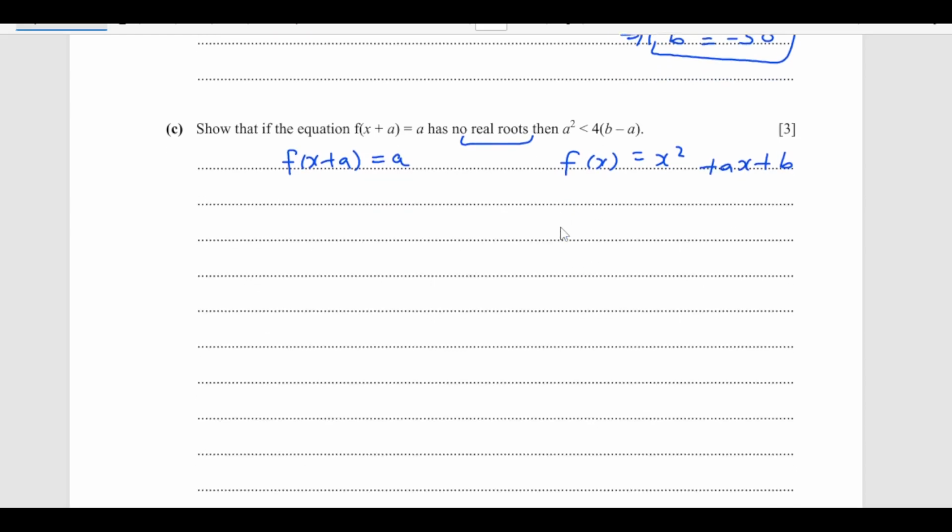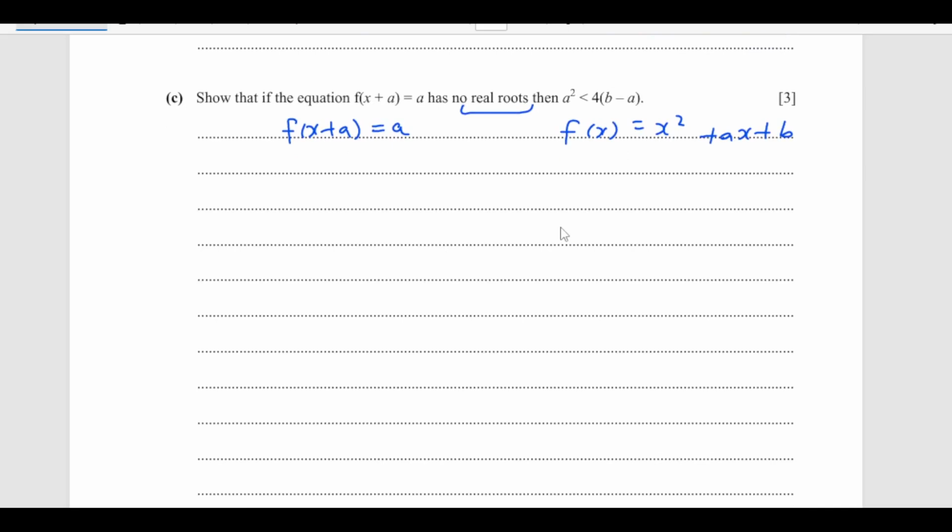Now, we are looking for f(x + a). We are going to replace x by x + a in the expression: (x + a)^2 + a(x + a) + b = a, right? That is what we are given. So, expand the bracket: x^2 + 2ax + a^2 + ax + a^2 + b - a = 0.